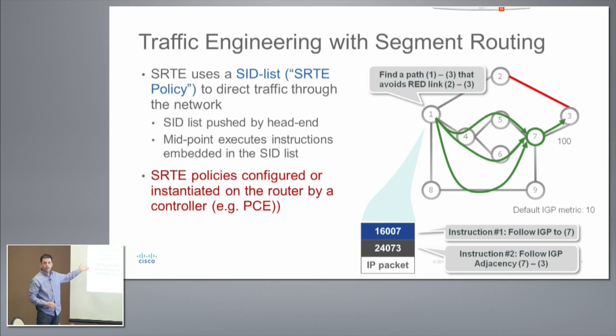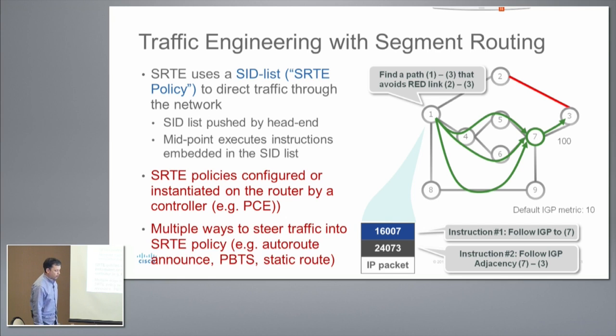So back to the problem of how do I instantiate the policy on the router? If I make an analogy with RSVP-TE tunnels, you configure a tunnel, or you let PCE instantiate one. The second question: how do I steer traffic onto these policies? Do I use a static route? Do I use auto route announce? Do I use PBTS, PBR? For people who have worked with RSVP-TE, they're going to be very comfortable if I tell them that they have to take care of these issues this way.